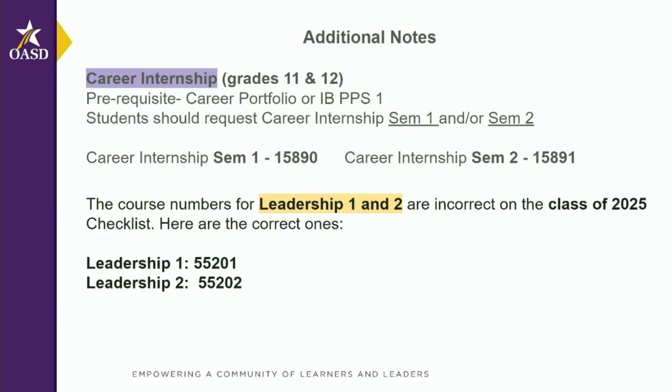Leadership 1 is 55201, and actually there's an S at the end of that, so 55201S. That's for Leadership 1, which, by the way, you can also get PE credit for starting next year. And then Leadership 2, that's going to be a block class, 55202. Just make note of that and make sure you're requesting the correct one.